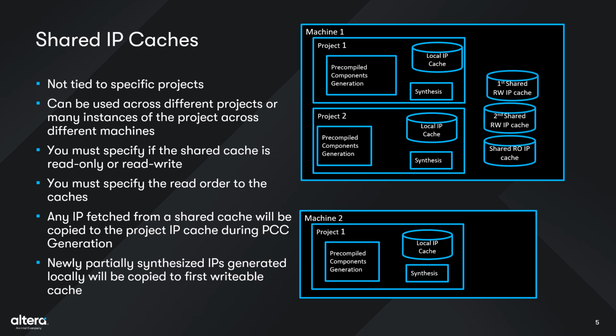You can specify an ordering for reading the caches. Following the process mentioned in the previous slide, when the compiler finds an IP that is not in the local cache and in the shared caches, it will partially synthesize it and store it in the local cache and in the writable caches. Now assume that your colleague is working with Project 2 and that the design requires IP1. The compiler will find this IP in the shared cache and read it to the local cache and synthesize it from there, not requiring the full compilation again, thus saving compilation time.